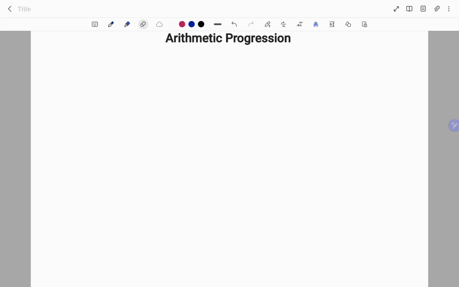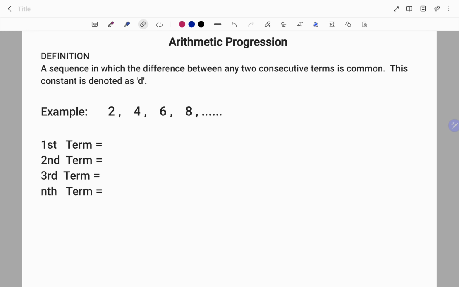Today we're going to discuss arithmetic progression. An arithmetic progression is a sequence in which the difference between any two consecutive terms is common. This constant is denoted as d.